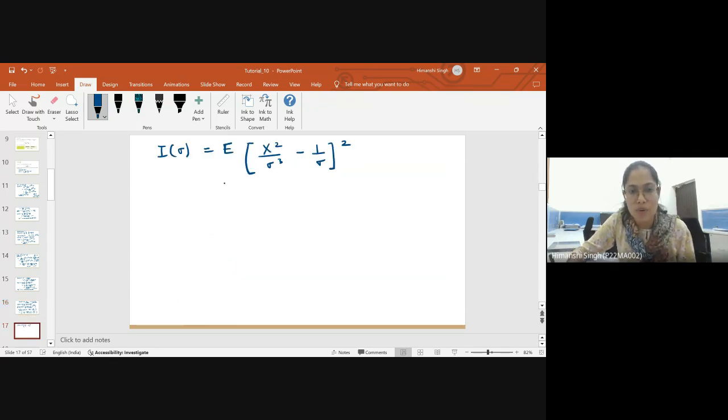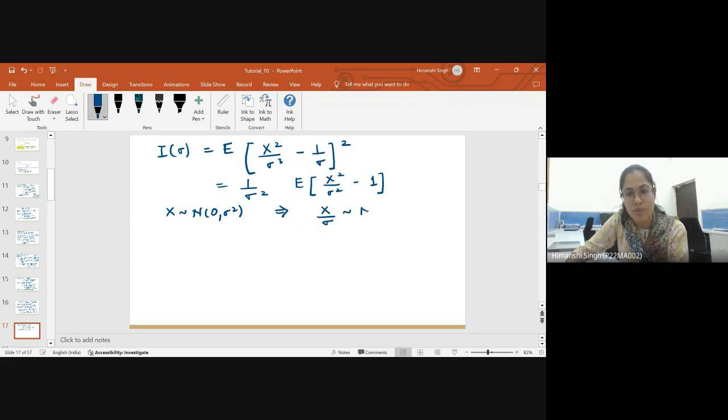Okay, if I take 1 upon sigma outside, so the whole term will come as sigma square. So expected value of x square by sigma square minus 1. Now see, this x follows normal 0 comma sigma square. ठीक? This implies that x upon sigma follows normal 0 comma 1. Okay, so which will imply that x square by sigma square follows chi square with 1 degree of freedom.